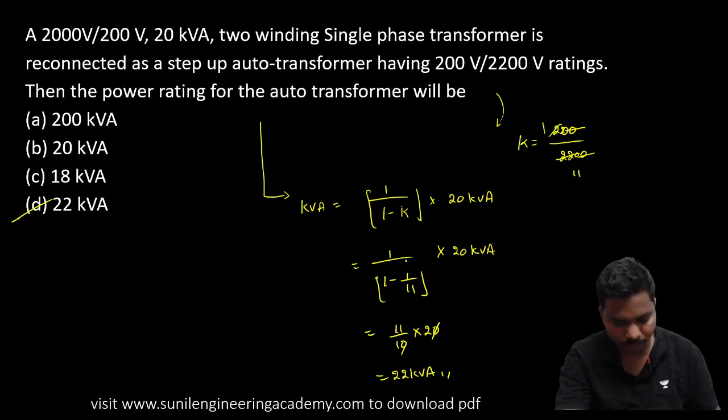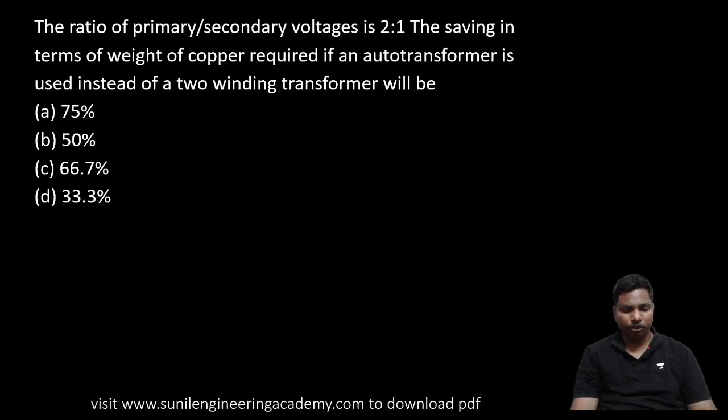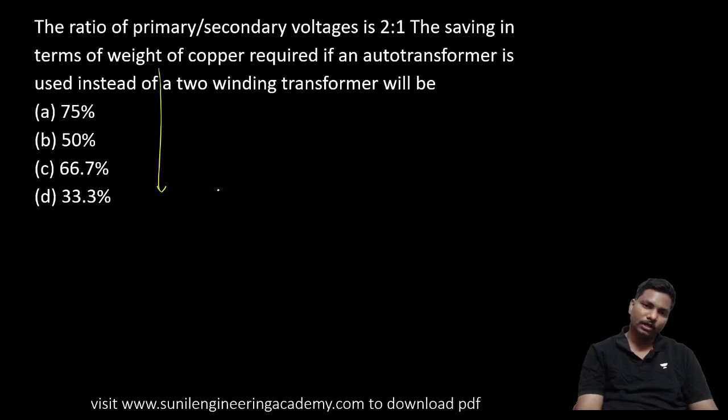Coming to the next one. The ratio of primary to secondary voltage is 2:1. What is the saving in terms of weight of the copper required if an auto transformer is used instead of a two winding transformer? I have already given the weight of copper requirement in auto transformer. What is the formula? Weight required is less, less means 1 minus K times that of the two winding transformer.